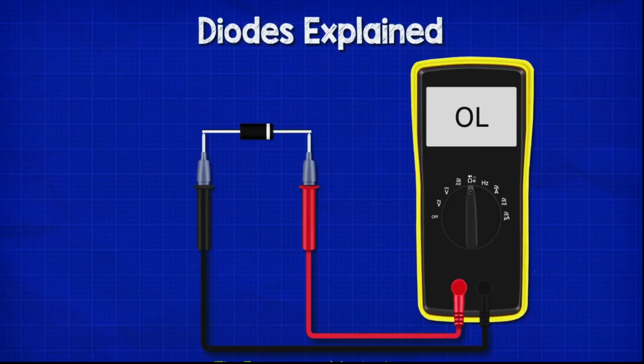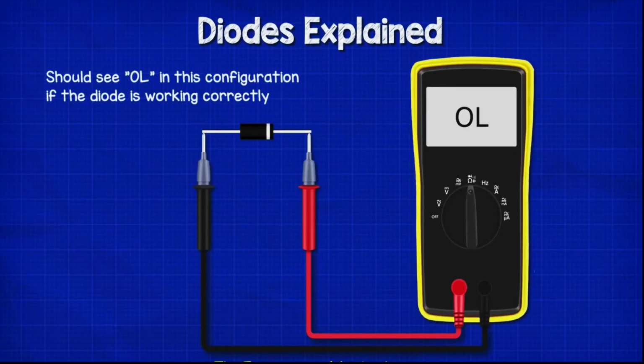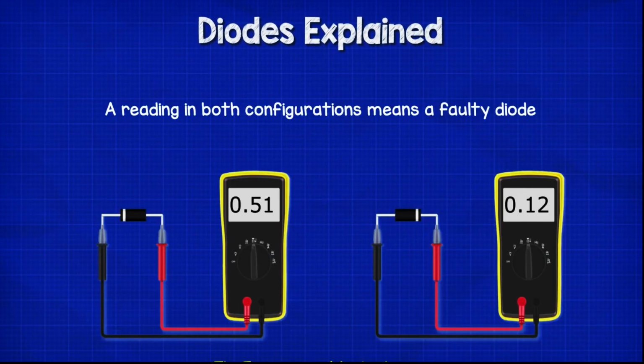If we now reverse the leads connected to the diode, we should see OL on the screen, which means outside limits. That's telling us that it's not been able to make a measurement, and that's a good thing, because it means it can't complete the circuit, so the diode is doing its job. If we were to get a reading connecting on both configurations, then the component is faulty and shouldn't be used.